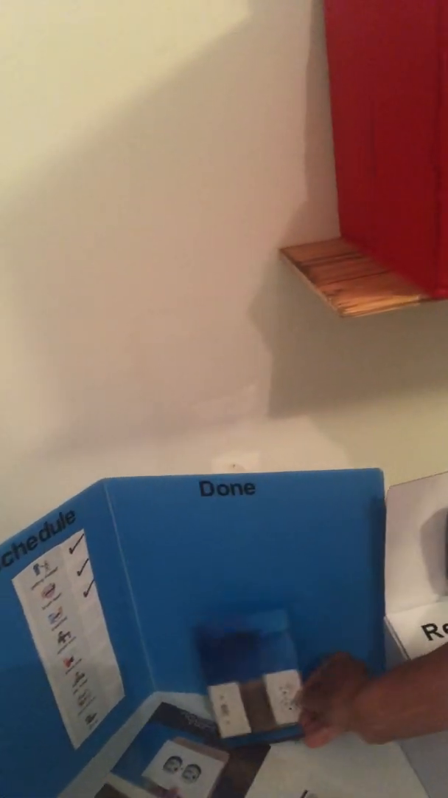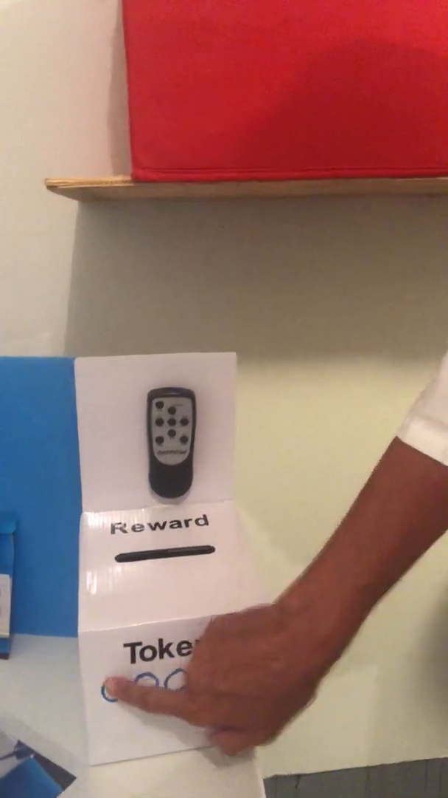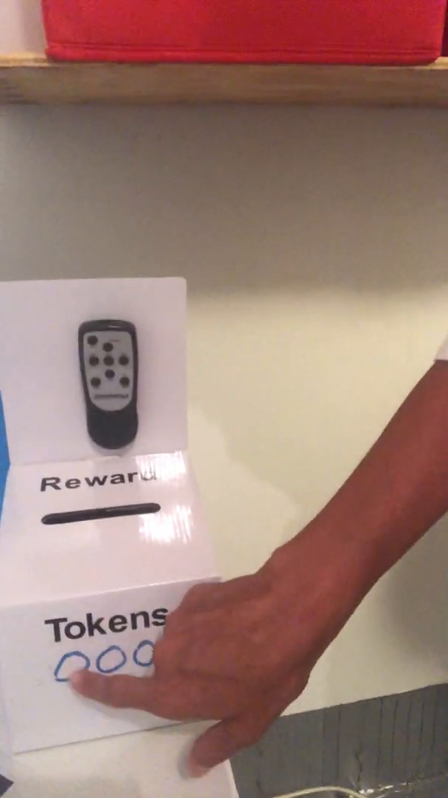A picture of that. Along with that, we have the reward tokens box. And this particular reward is an actual object, a remote. It's a remote to a robot vacuum, and the student had a special interest in the vacuum. So after he was able to earn these 5 tokens, and I just use a dry erase marker, every time that he met my criteria as we were working, I would erase those tokens. Once these tokens are gone, he was able to have his reward.